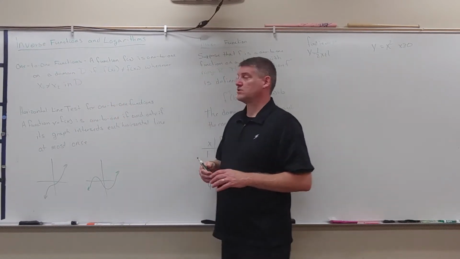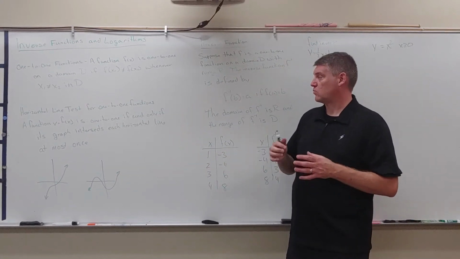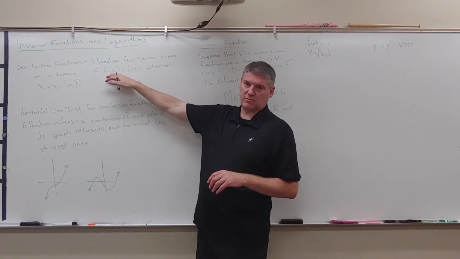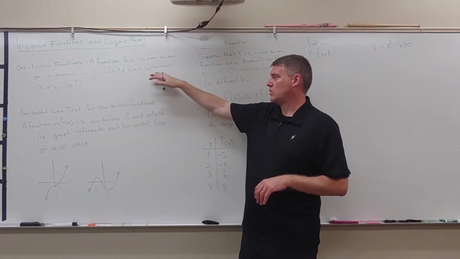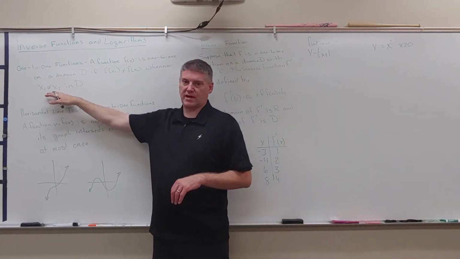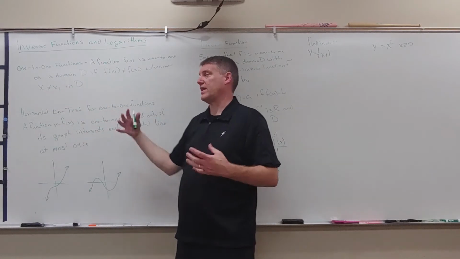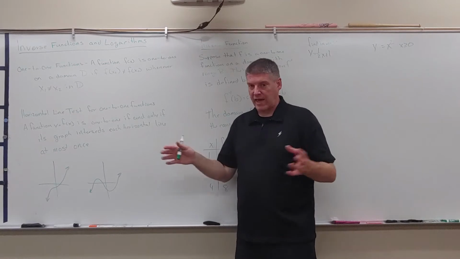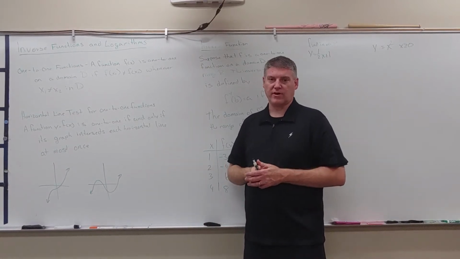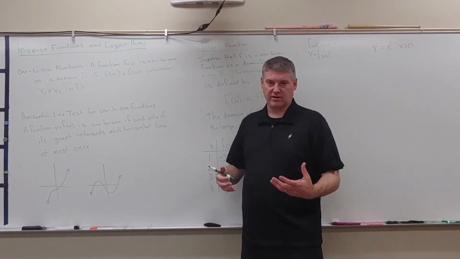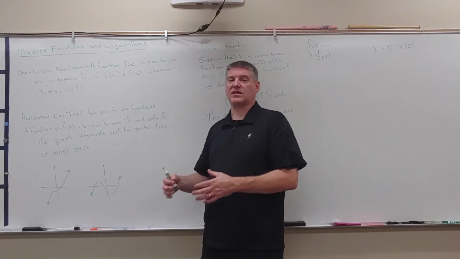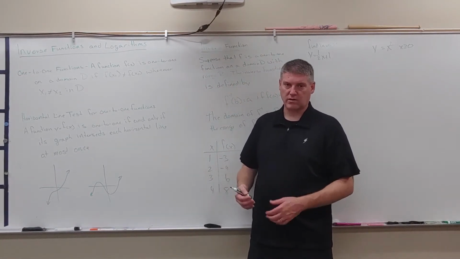A function f of x is one-to-one on domain D if f of x sub 1 does not equal f of x sub 2 whenever x sub 1 does not equal x sub 2 in the domain. Now, that's a lot of wording to say that your y's cannot be the same value for any values of x that are different, okay? So each x in your domain is going to give you a different y.